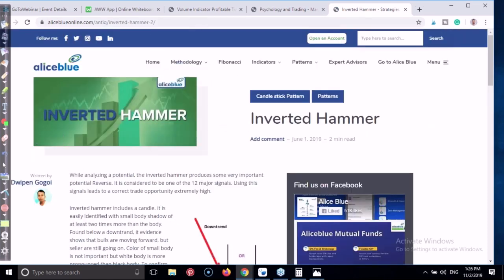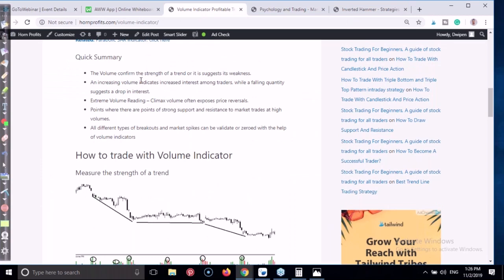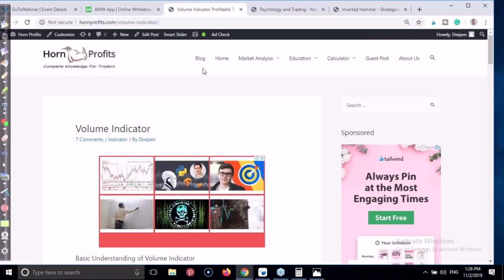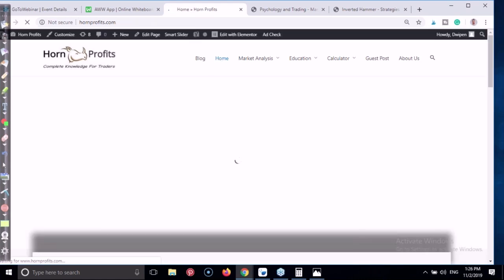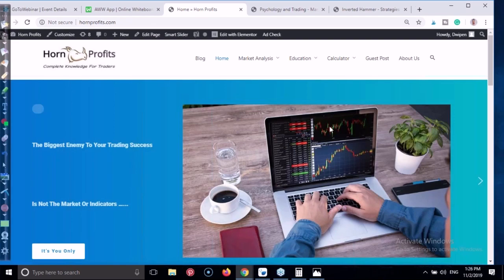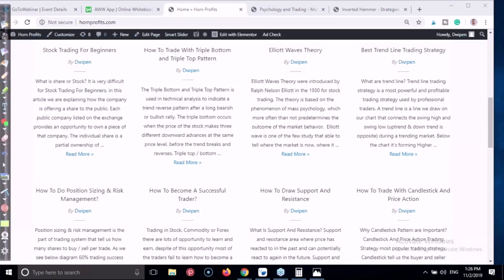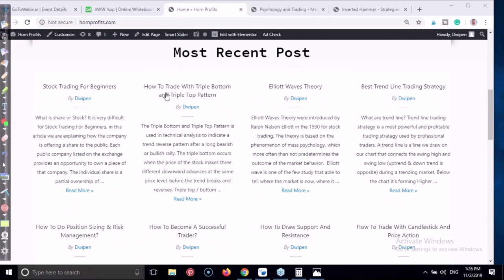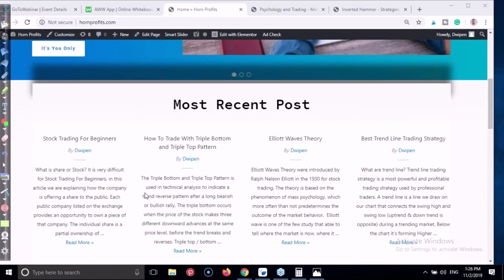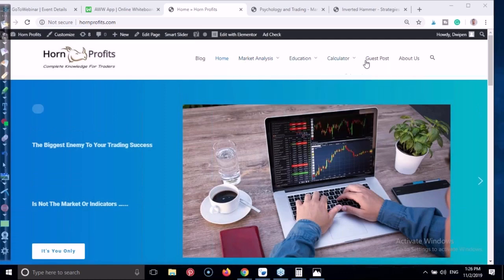And these are three websites written by me. One is hornpoppy.com. This is my home page. This is my personal website. Okay. You can see this is my personal website. You'll find stock trading for beginners, how to trade with triple top, Elliott wave, trend line trading strategy. All available here. You can read.